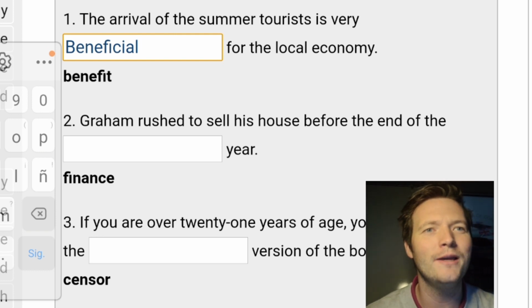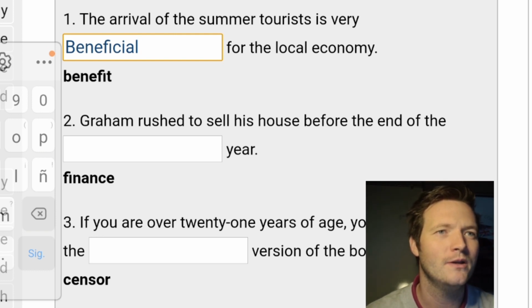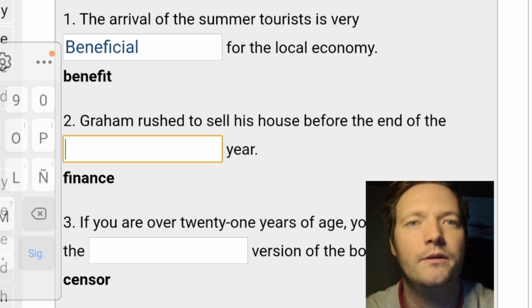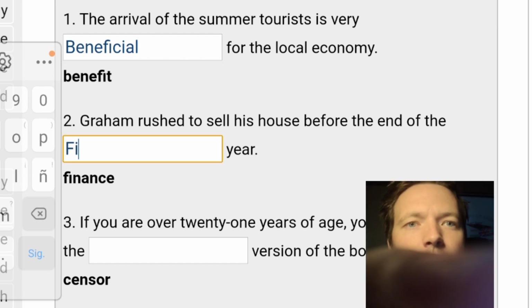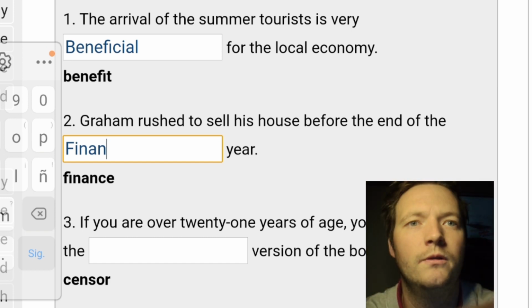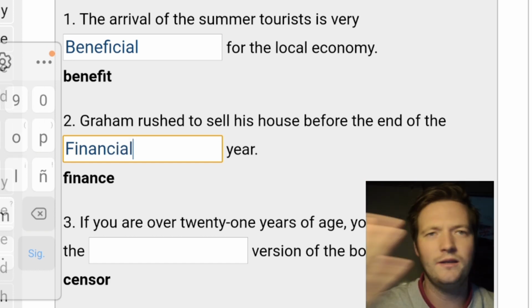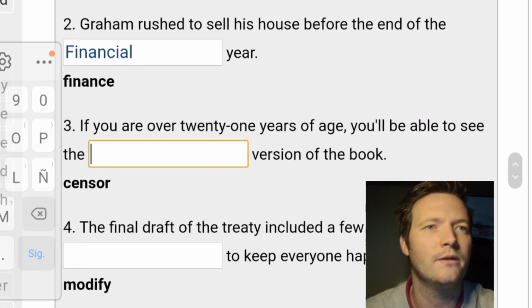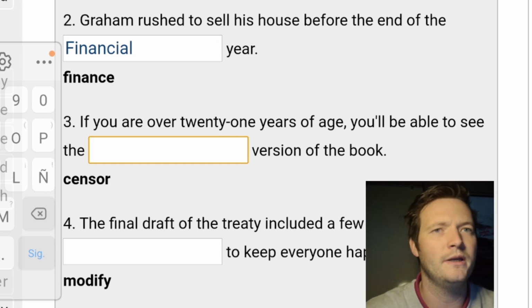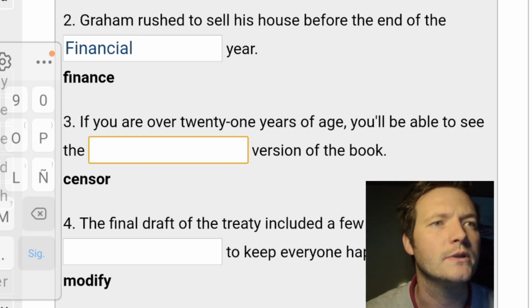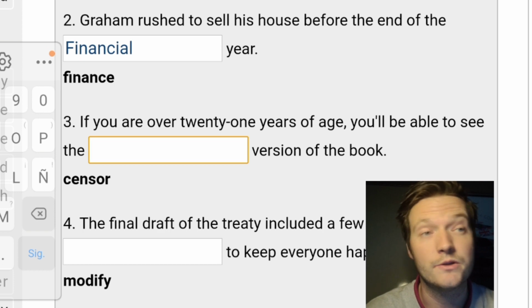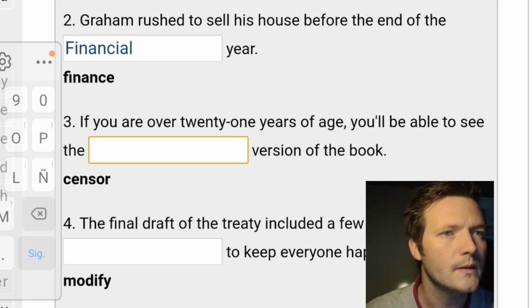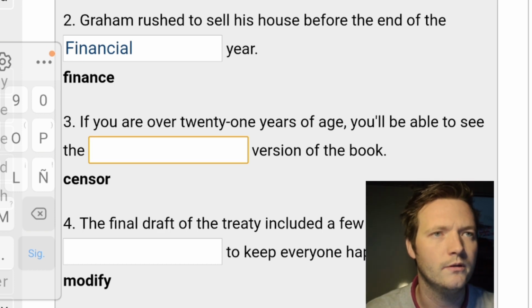Graham rushed to sell his house before the end of the Financier, well, I think a fairly easy one again, before the end of the financial year. Of course, again, this is really just about knowing vocabulary, isn't it? About not making any grammatical mistakes. Spelling errors. Grammar does come into it somewhat. You have to read the sentence carefully.